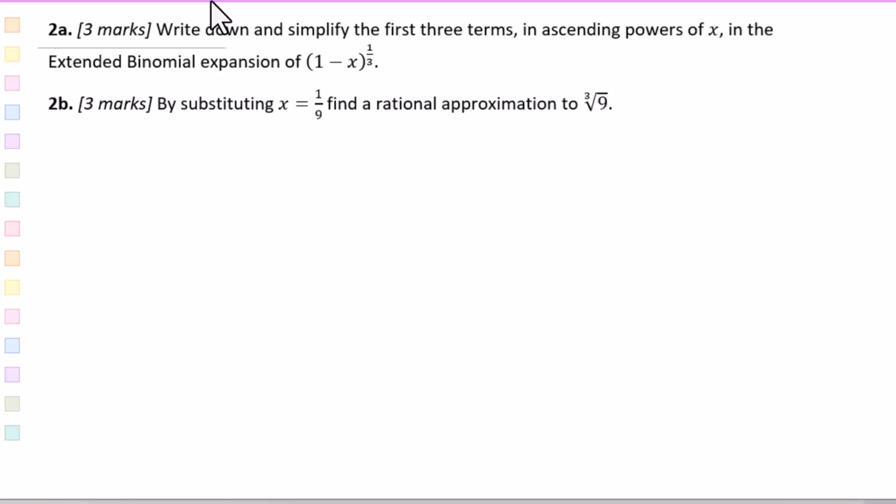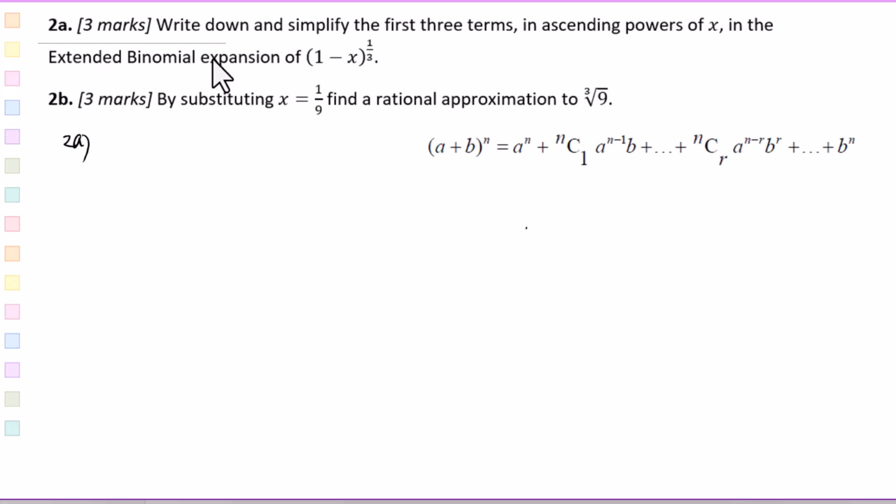2a. Write down and simplify the first three terms in ascending powers of x in the extended binomial expansion of (1 minus x) to the 1 over third power. This formula is given. We will make a equals 1. Then we get (1 plus b) to the nth power equals 1 to the nth power, or 1 to any power will be 1.